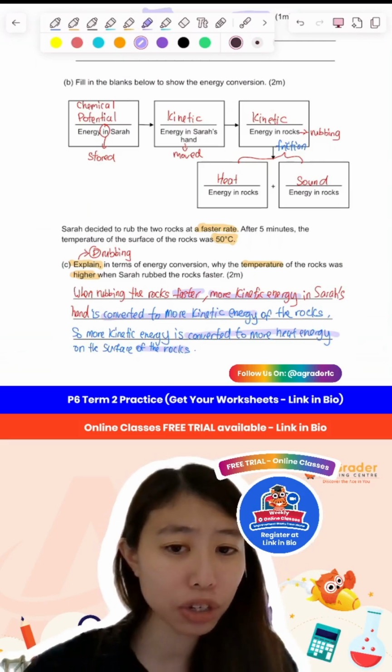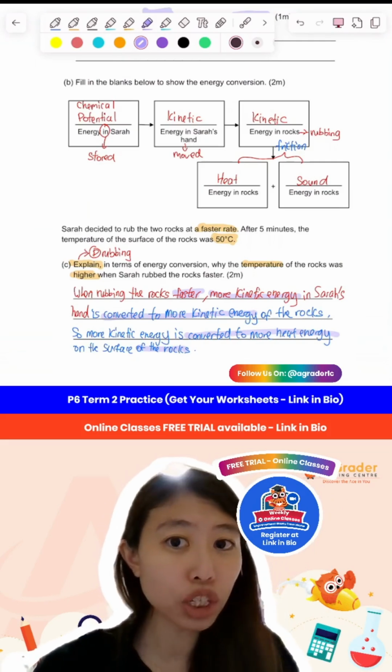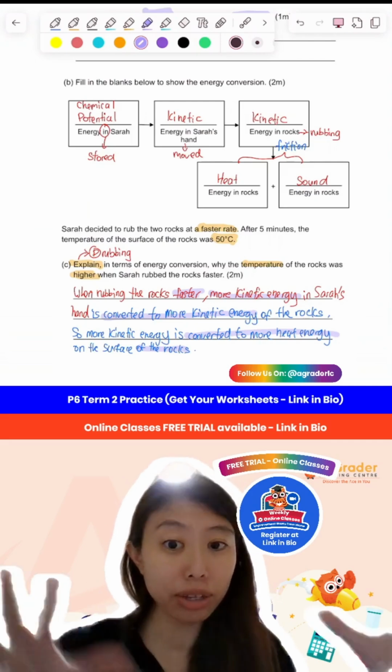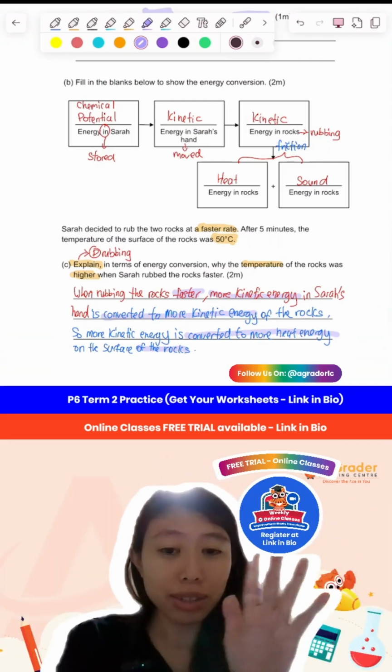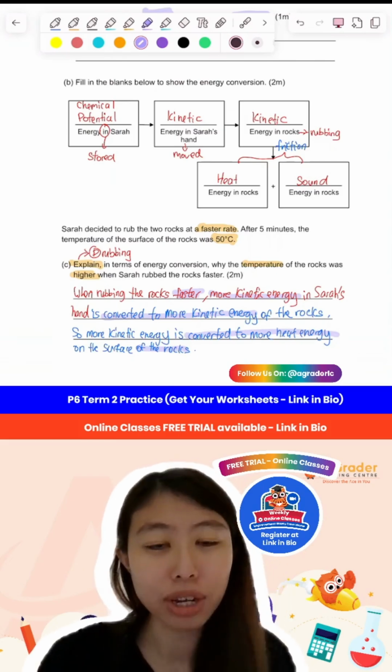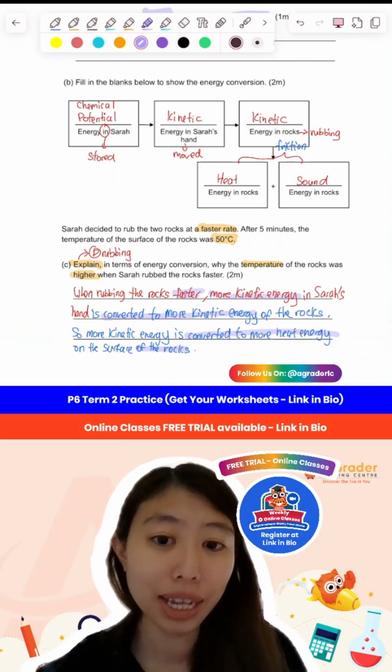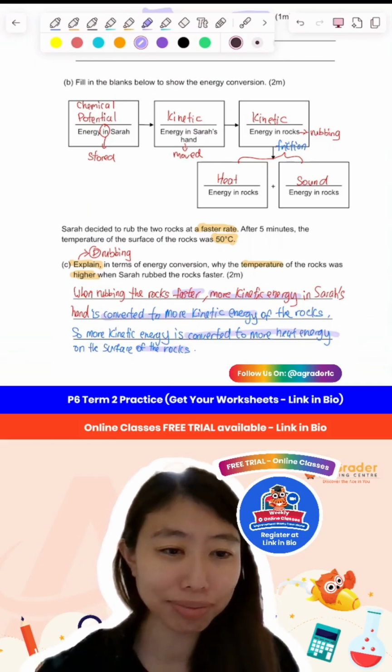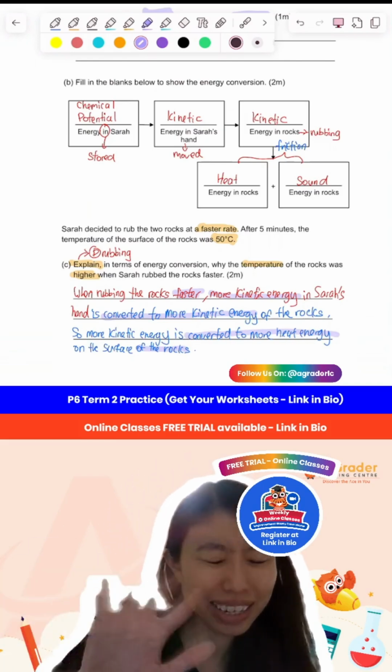When exercising, your chemical potential energy in your body is converted to kinetic energy of your hand. Then whatever your hand is touching or the legs are in contact with, there will be frictional force. So it's actually being converted to heat and sound. Same thing. Okay, bye.